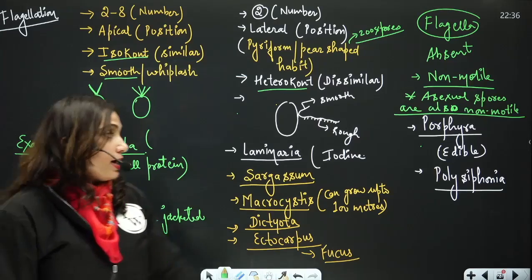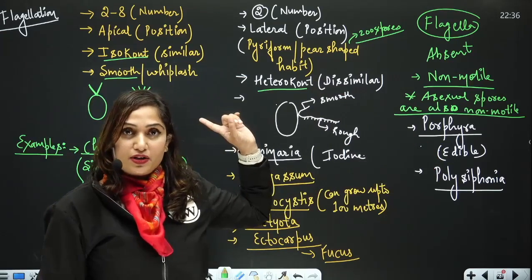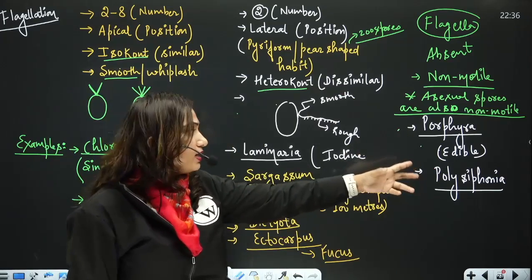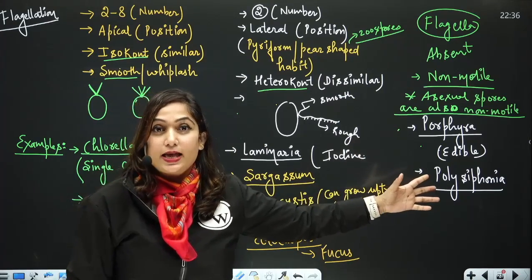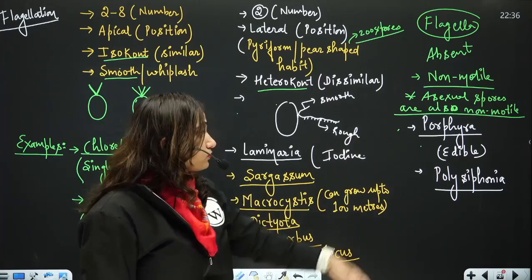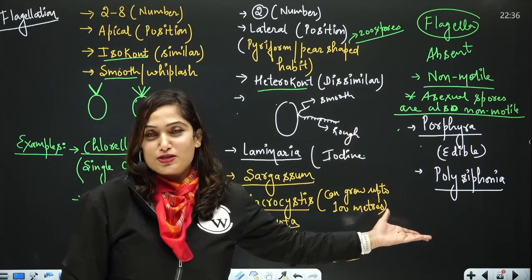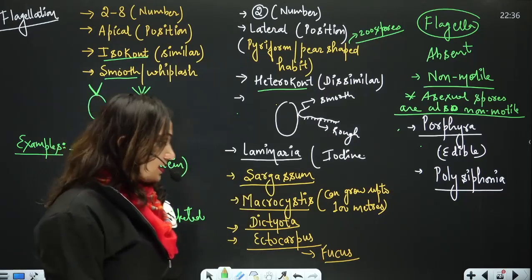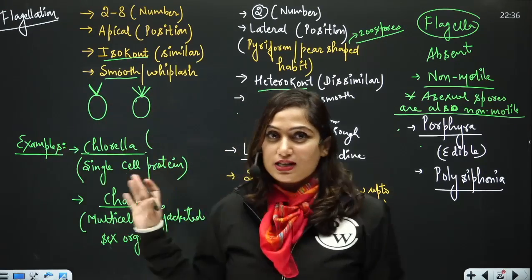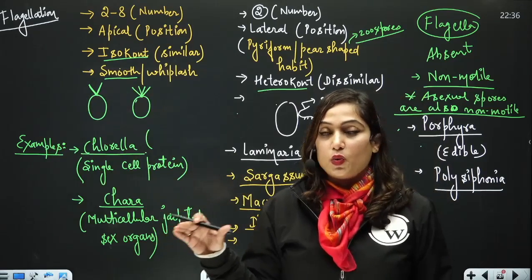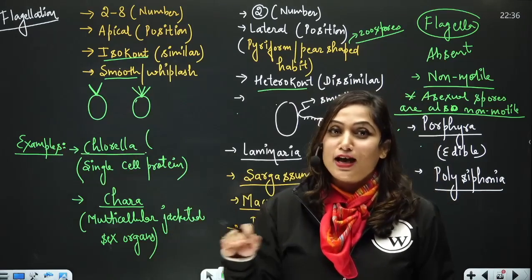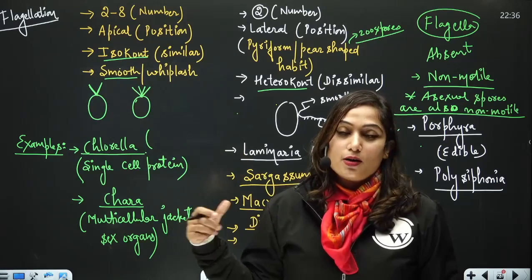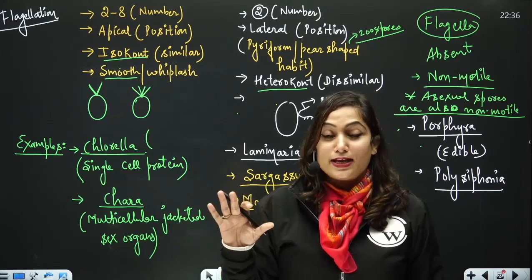Red algae, I have just told you many examples: Gracilaria, Gelidium, Chondrus crispus, Porphyra. Porphyra is a rich source of carbohydrate. It is used as laver bread in Japan. Polysiphonia is also a red algae. It is a rich source of bromine. So if you learn this whole comparative table very carefully, your algae is done. Nothing will come out of this in NEET. I guarantee you this thing.